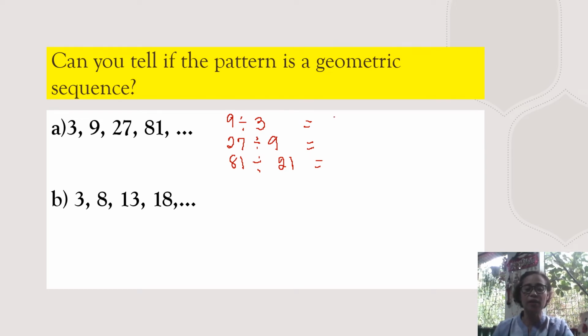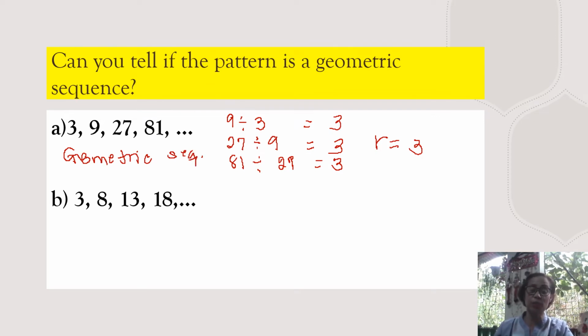9 divided by 3 is 3. 27 divided by 9 is 3. 81 divided by 27 is 3. So our common ratio is 3. Therefore, this one is a geometric sequence. We are sure now that it's a geometric progression, or geometric sequence, since there's a common ratio of 3.